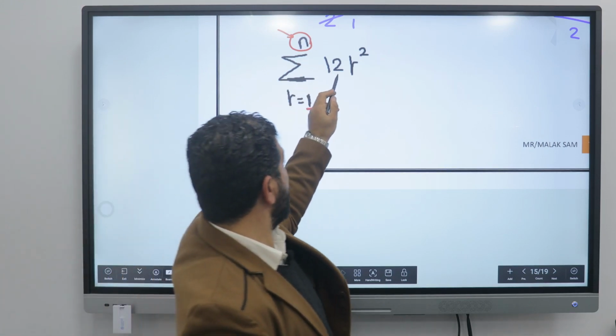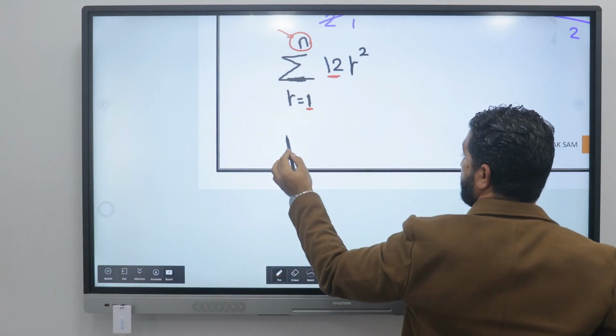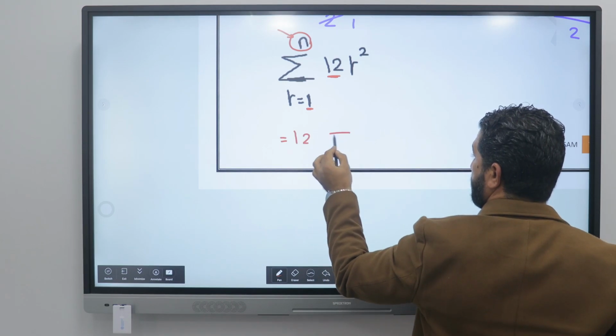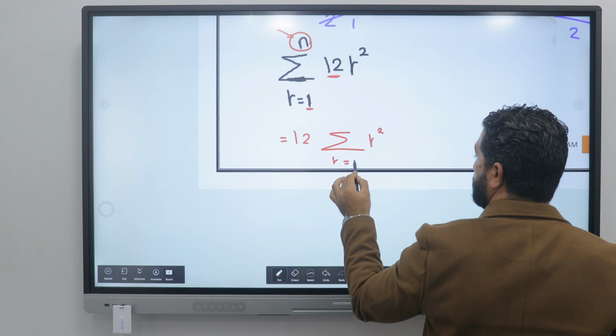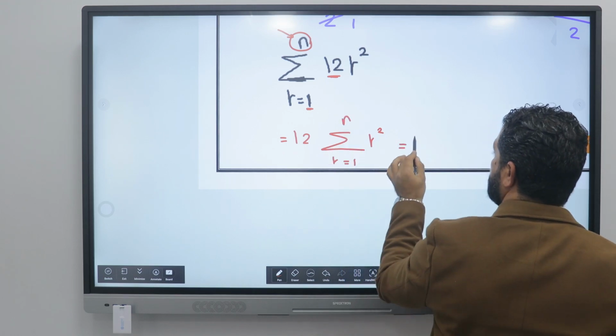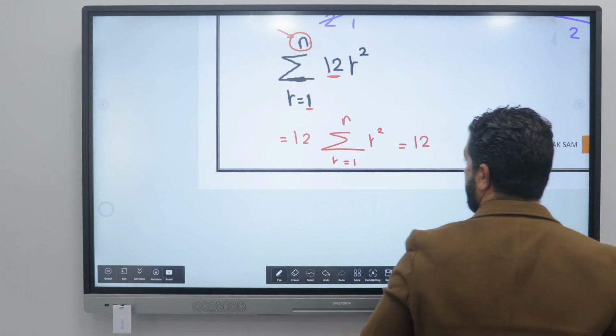What about this 12? Write it as 12 multiplied by the sum of this sequence r to the power of 2, r from 1 to n. It will be 12.